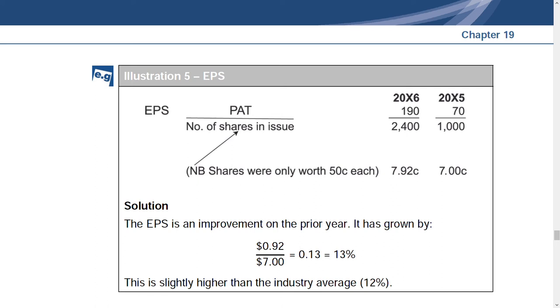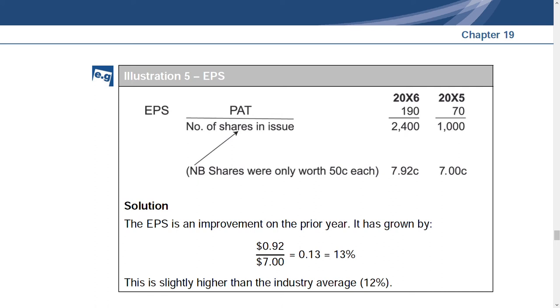How are you going to get the number of shares in issue? If you look at the statement of financial position, you will see 1200, but they have told you in brackets, 50 cents shares. So 1200 divided by 50, that's how much? 2400. That's why 2400. Okay.